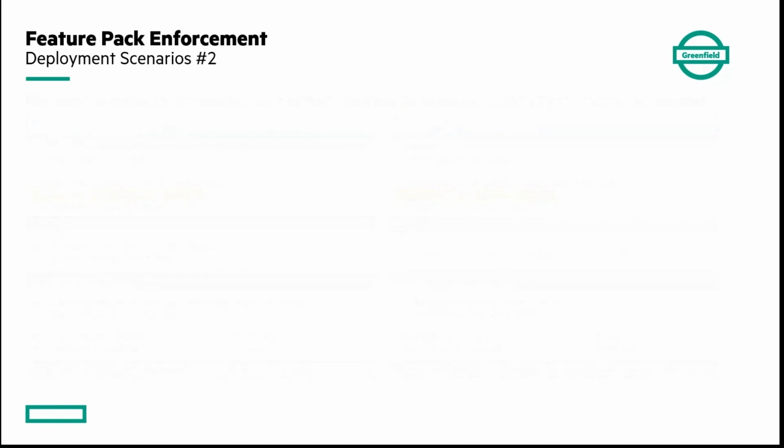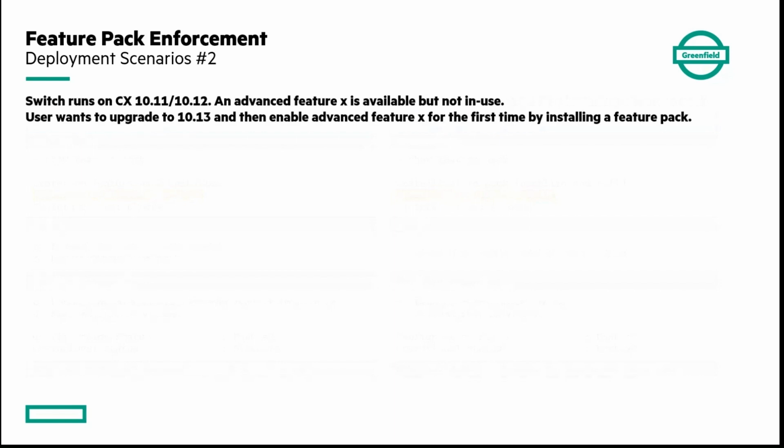Moving to the next deployment scenario, a switch runs on CX 10.11 or 10.12 and an advanced feature X is available but not in use. The user wants to upgrade to 10.13 and then enable advanced feature X for the first time by installing a valid feature pack.